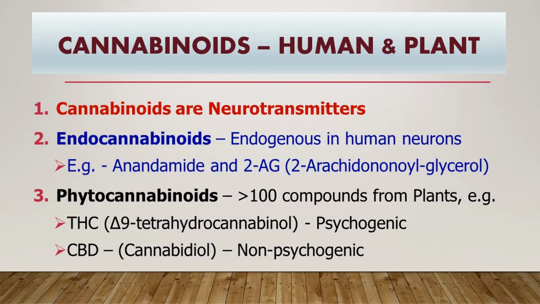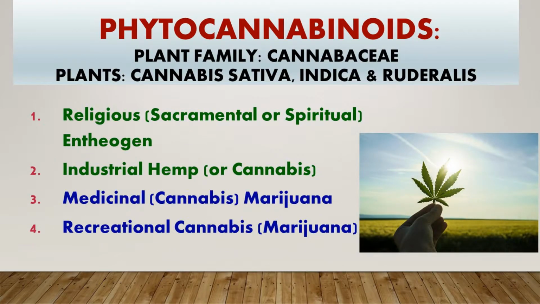Phytocannabinoids are synthesized exogenously in cannabis plants. There are over 100 compounds of different types of phytocannabinoids, but the two best known are THC, which is delta-9 tetrahydrocannabinol, the psychogenic compound, and CBD, which is cannabidiol, the non-psychogenic compound. This presentation deals mainly with exogenous plant phytocannabinoids.